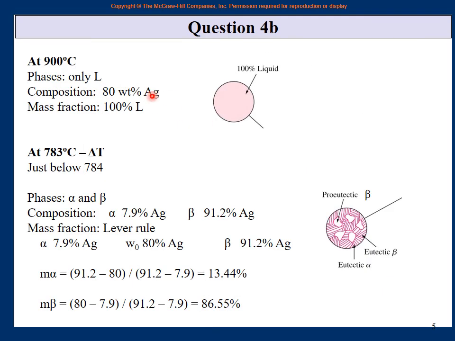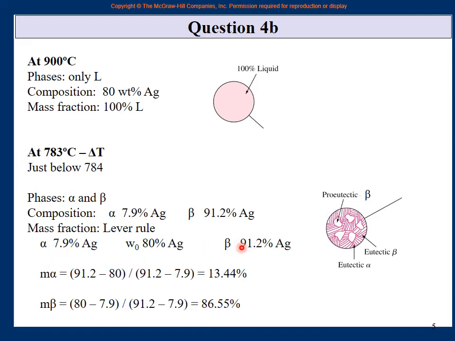So now the solution, this part we have discussed a lot. The sketch just says that this is 100% liquid, but phases only liquid, composition 88% silver, mass fraction 100% liquid. And just below you have phases alpha and beta. Phases were alpha and beta. Composition alpha 7.9% silver, beta 91.2% silver. Mass fraction lever rule. Draw a horizontal line.